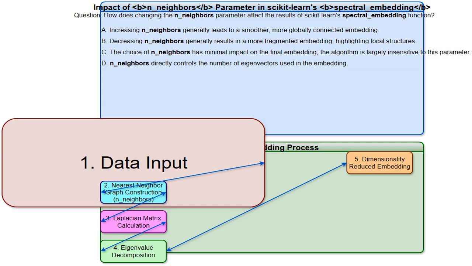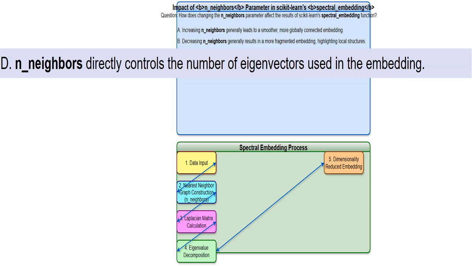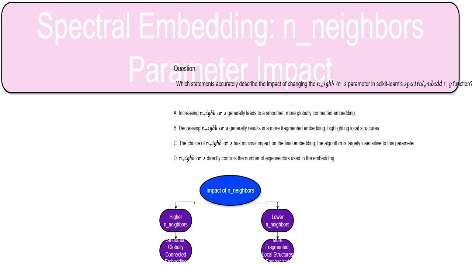The Laplacian matrix is a mathematical representation of our network. It captures the connections between data points, and its structure is directly related to the network we built in the previous step. The choice of n_neighbors significantly affects the Laplacian matrix, ultimately influencing the embedding. This is where we feed the algorithm the initial data that we want to reduce in dimensionality. We input the raw data points. This title describes the core topic: how the n_neighbors parameter affects the results of the spectral embedding technique in machine learning.